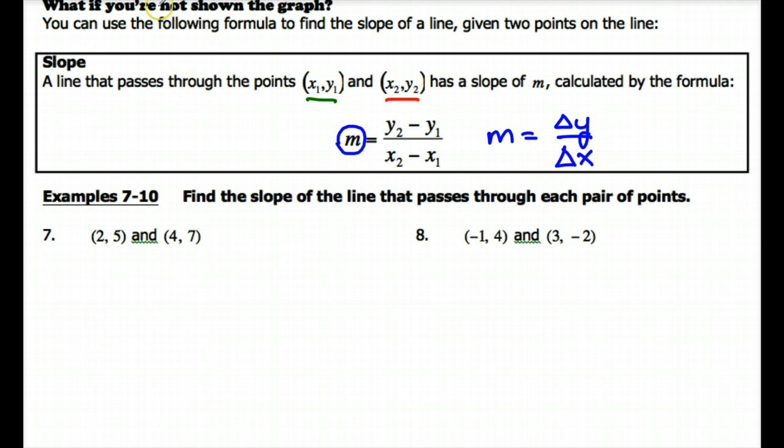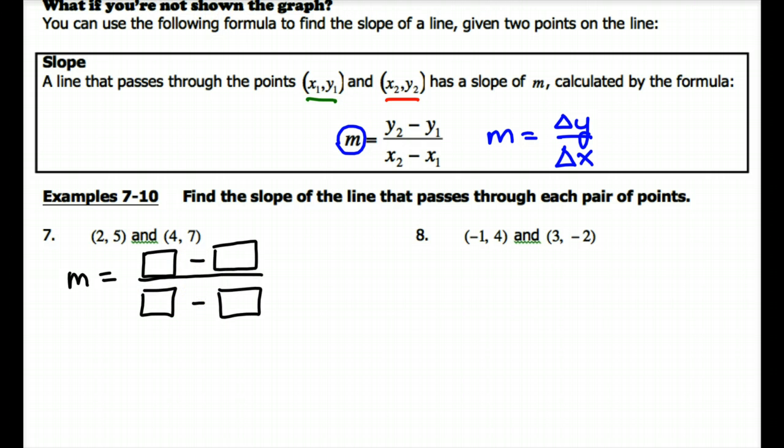So for number 7, it's going to look like this. Our slope, which again we're using an m value, is equal to the change in the y values. And I'm going to put in some placeholders here. I'm just going to draw in some boxes. You'll see why I'm doing that here in just a little bit. Okay, so we're going to take the change in our y values. Our y values are 5 and 7. So I'm going to take 5, subtract 7 on the top, and then my x values are 2 and 4. So I'm going to do 2 minus 4 on the bottom.